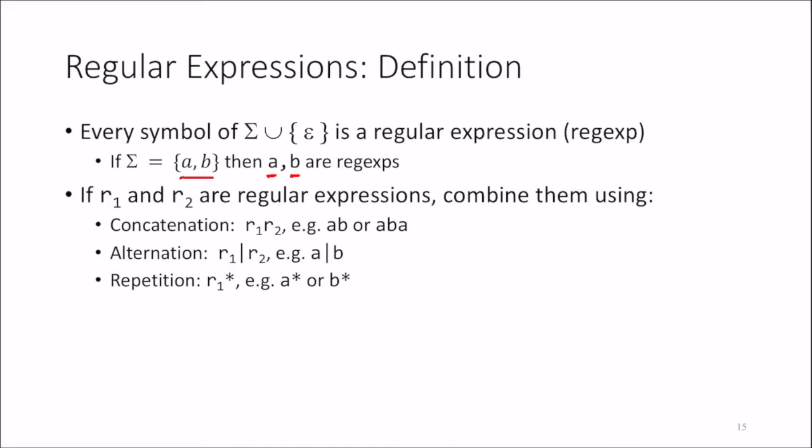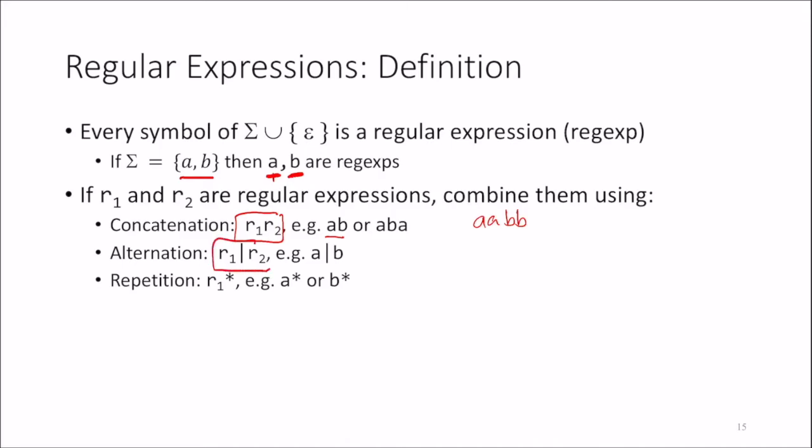them using concatenation, which is simply putting two regular expressions one after the other. So for example, AB is a regular expression because we took an A, which is a valid regular expression, and concatenated it with a B. You can also have more complex ones like AA followed by BB.